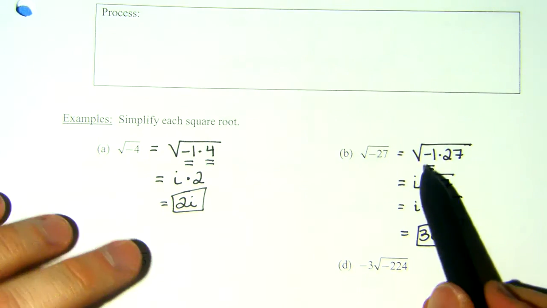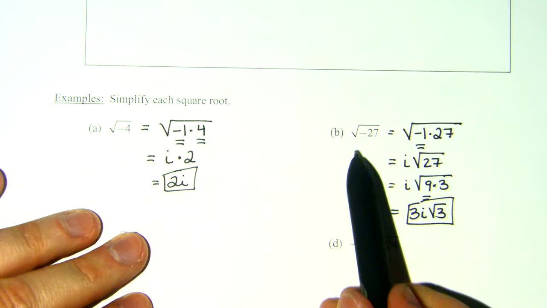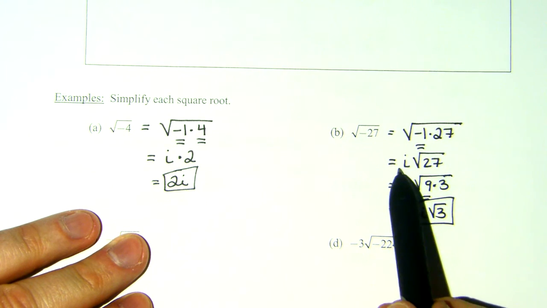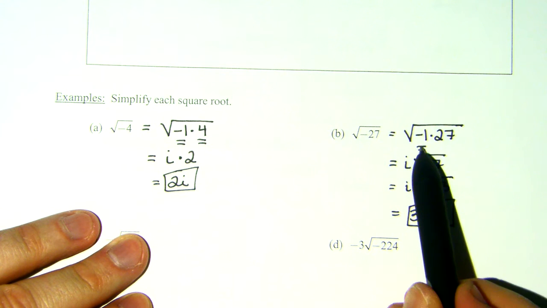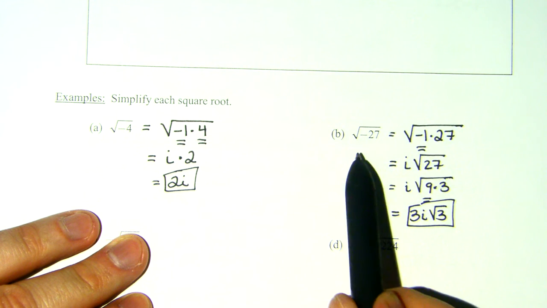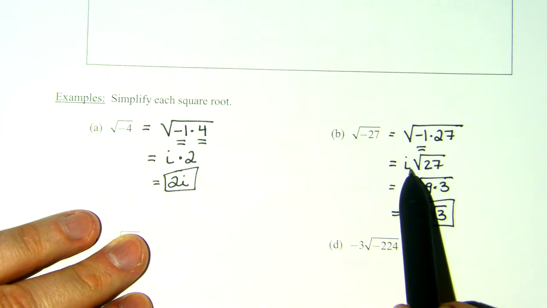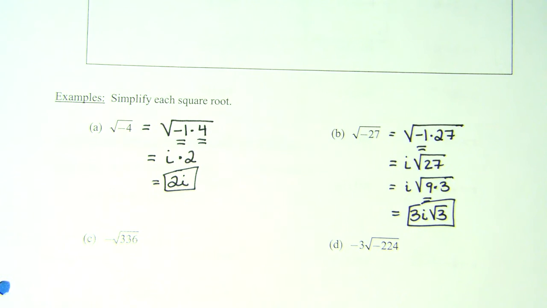I'm not actually going to need to see this very first step. If you have a negative inside your root, you can just move it out front as an i. I don't have to see you saying negative 1 times 27. If you go from the square root of negative 27 to i root 27, I'm good with that. And then show me how you're breaking down that 27.